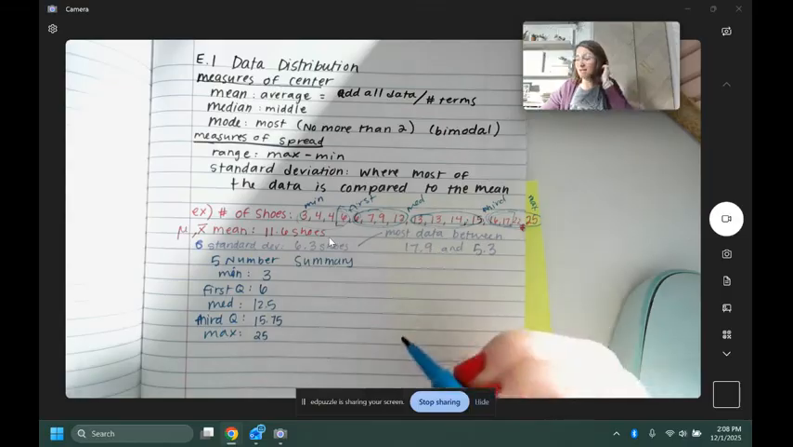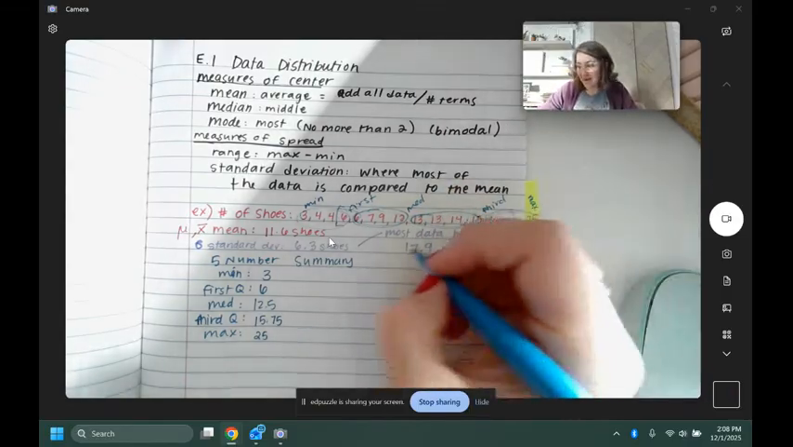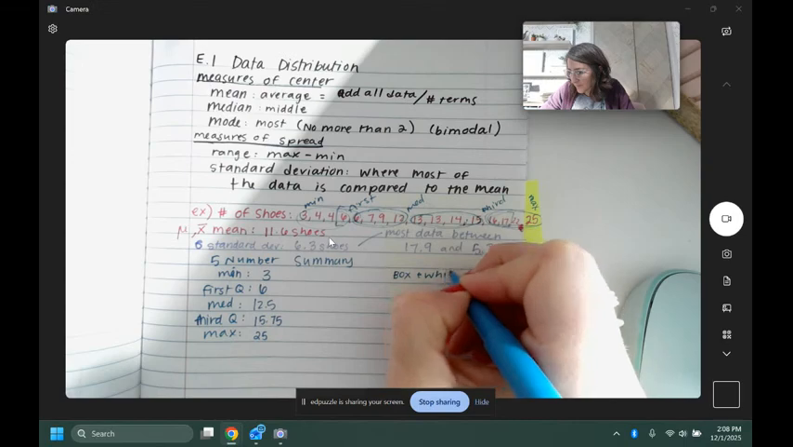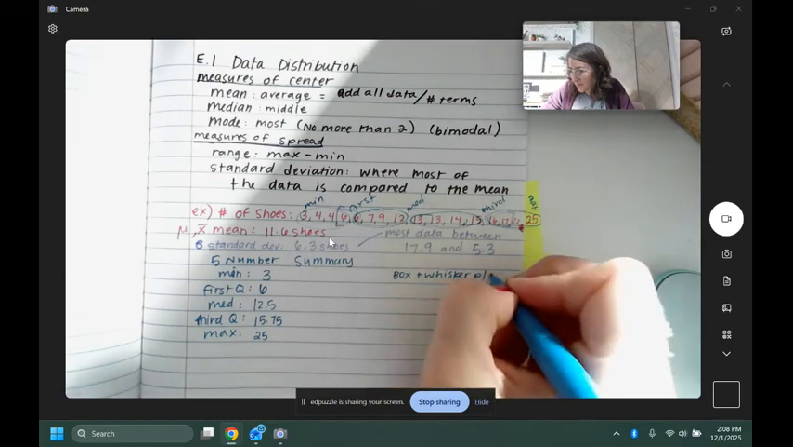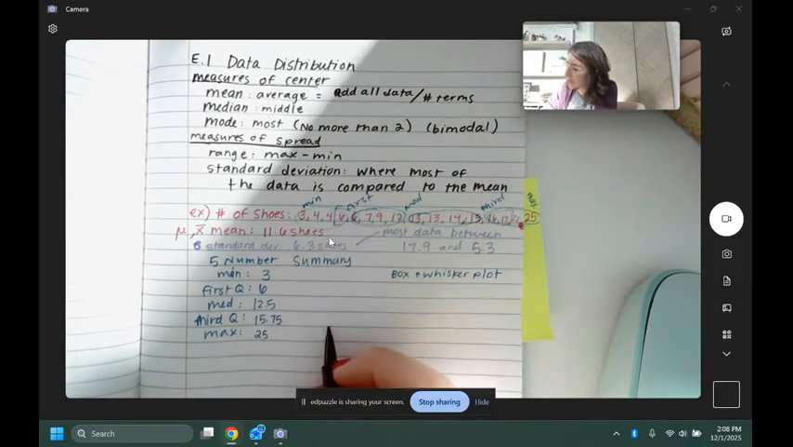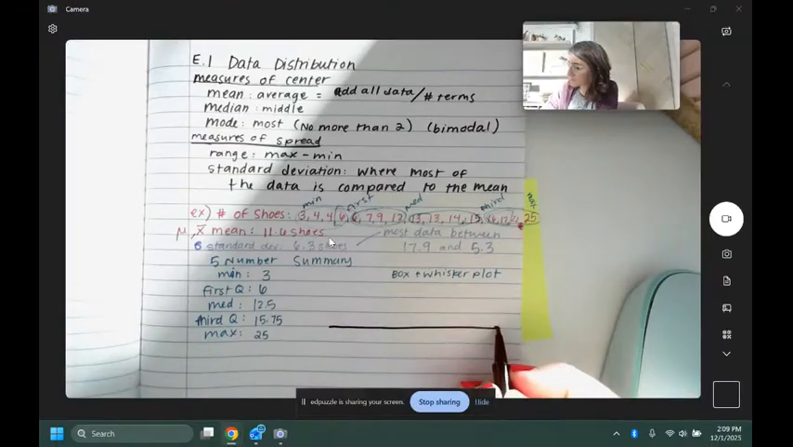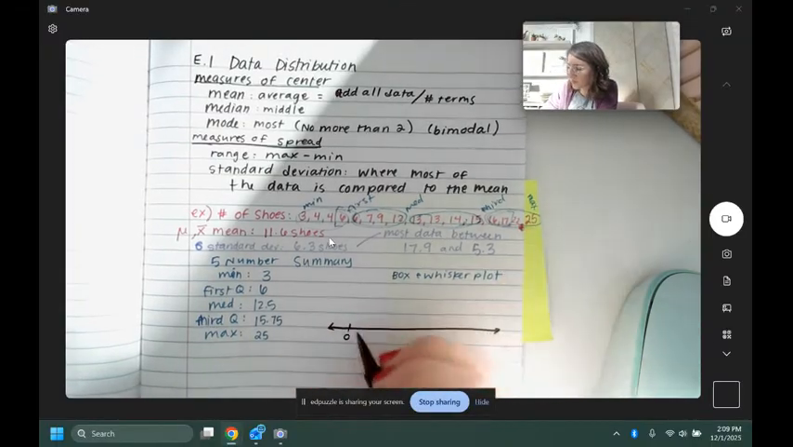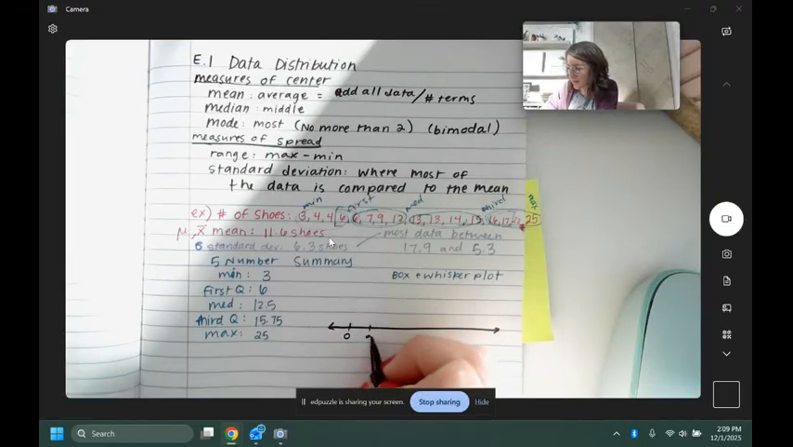So we're going to make a box and whisker plot. It shows us visually how spread out the data is. So I'm going to make down here just a number line. I'm going to start it at 0 and go up to 25. So let's count by 5s.